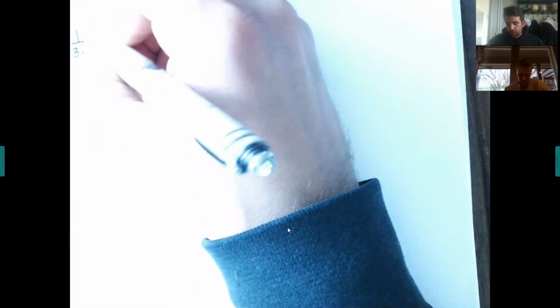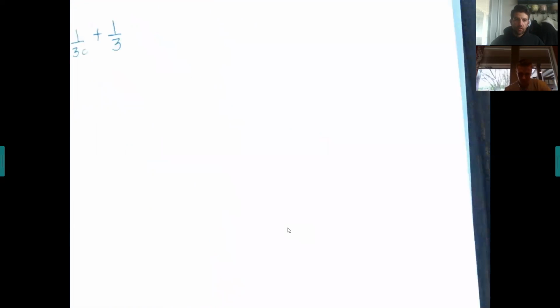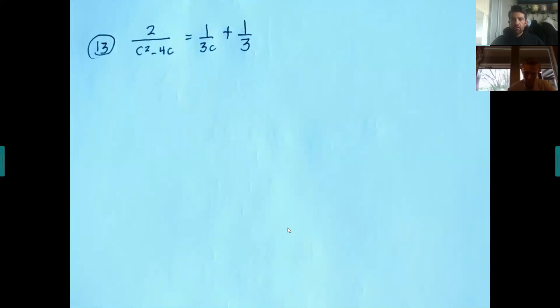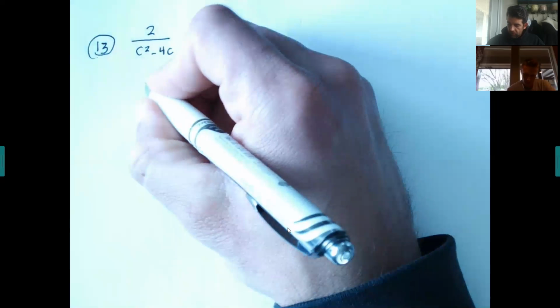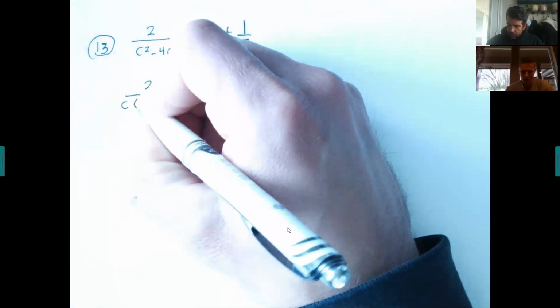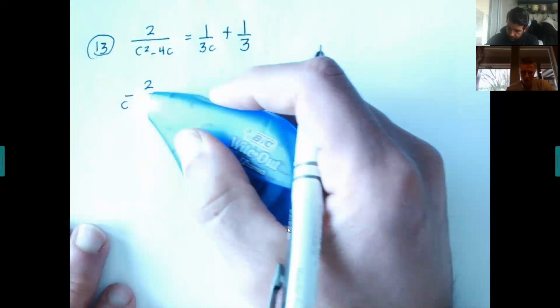Okay, let's just look at it. You'll know what I'm talking about. So I have 2 over c squared minus 4c is equal to 1 over 3c plus 1 over 3. Okay, so there's the problem, right? So I'm going to factor out like you said. Let me just rewrite it real fast because this could be a little bit more complicated.